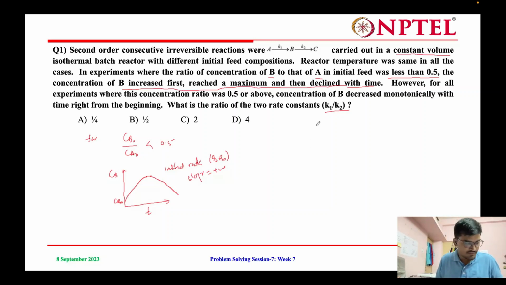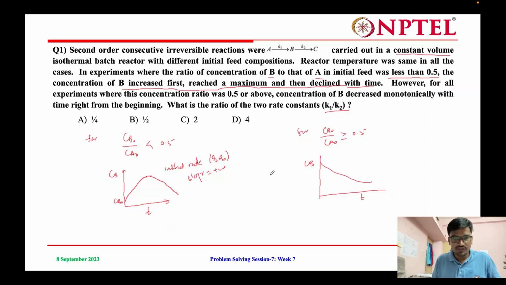And for the second case, CB naught by CA naught greater than or equal to 0.5, they mentioned that the concentration of B decreased monotonically with time right from the beginning. So CB is decreasing, the initial rate and the slope are negative.